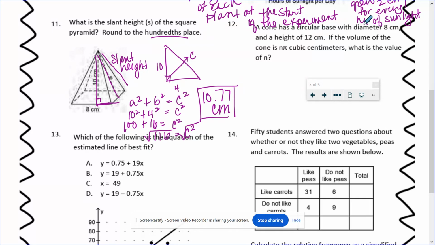A cone has a circular base with a diameter of 8 and a height of 12. If the volume of the cone is n pi cubic centimeters, what is the value of n? Let's draw our cone.